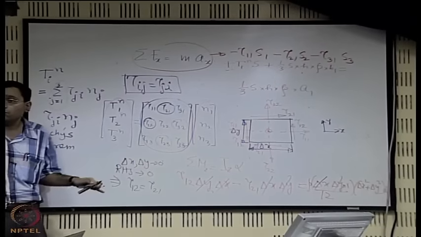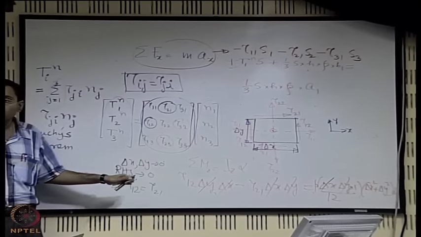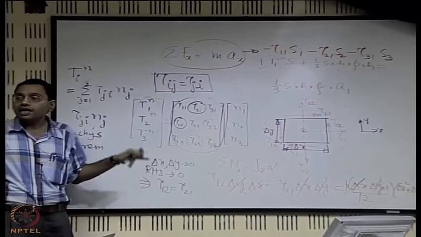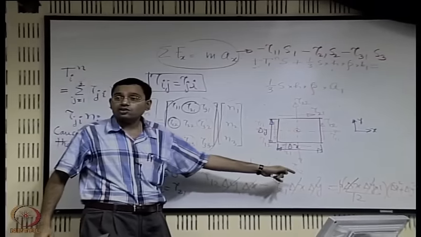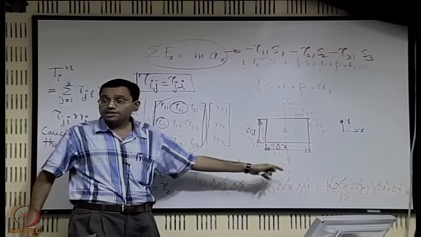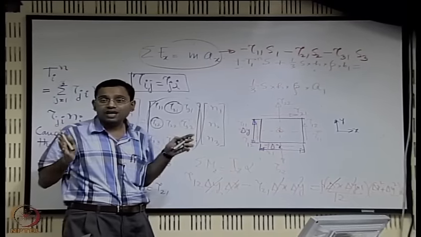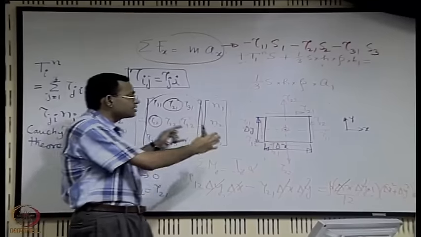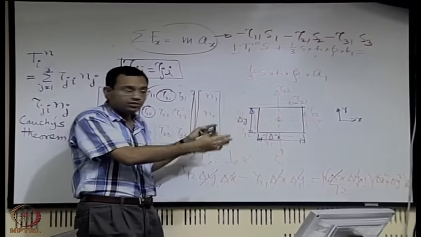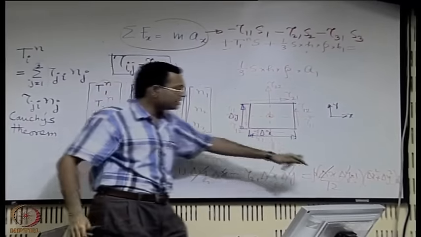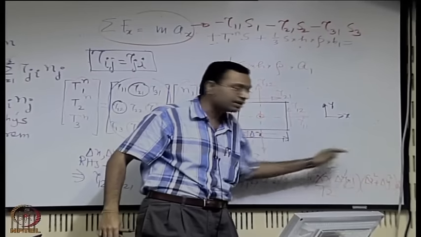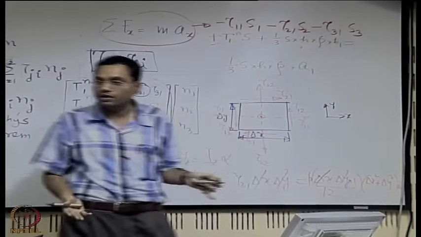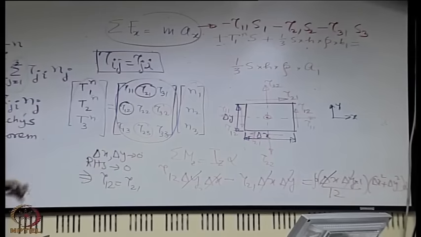What are the assumptions under which it is valid? There is no body couple, that is the only assumption. It does not depend on whether it is at rest or in motion. It is a very common misconception that this is valid only for static systems. No, it might be accelerating, but it does not matter, because in the limit as delta x and delta y tend to 0, the angular acceleration term becomes insignificant, and that is how you get tau ij equal to tau ji.